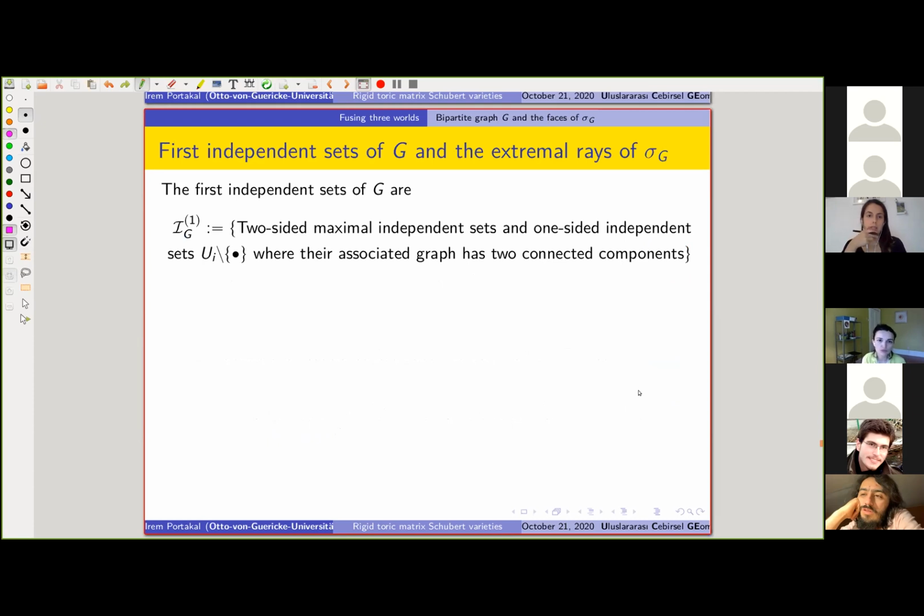And here comes the fancy object, the first independent sets. They just mean we are taking two-sided maximal independent sets, which means, you know, you have a bipartite graph, you have two sides, U1 and U2, and you have a bunch of edges in between. And two-sided maximal independent set means that you're taking vertices from both sides, from here and here, and it should be maximal. And one-sided independent sets, meaning, as you can guess, just taking vertices from one side and removing exactly one vertex.